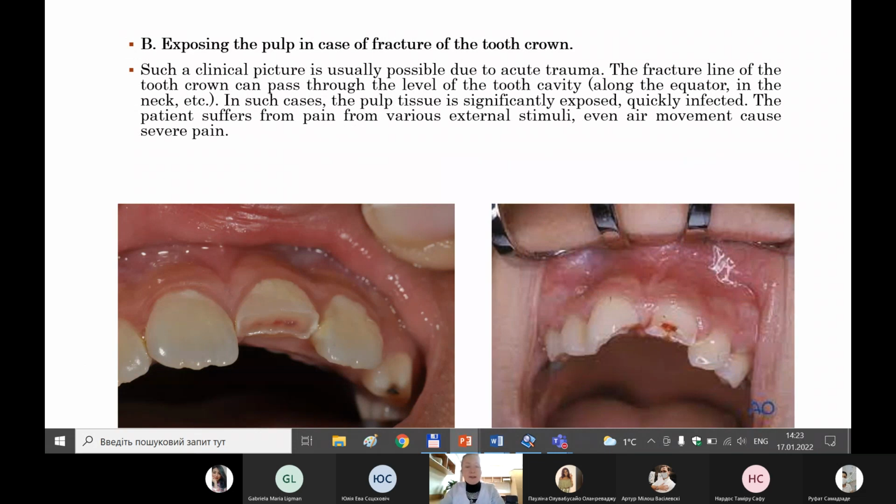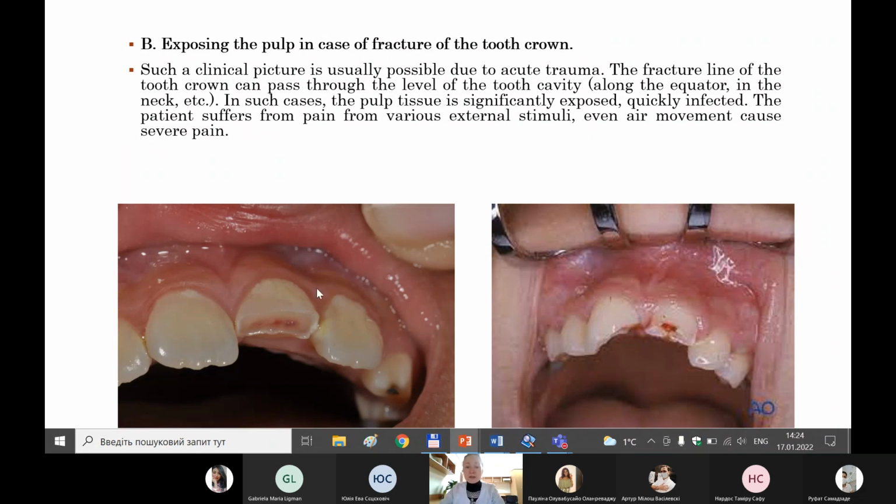Next reason for traumatic pulpitis, it is exposing the pulp in a case of fracture of the tooth crown. Such a clinical picture is usually possible due to acute trauma. The fracture line of the tooth crown can pass through the level of the tooth cavity, along the equator, in the neck, and so on. In such cases, the pulp tissue is significantly exposed, quickly infected. The patient suffers from pain from various external stimuli. Even air movement can cause severe attack of pain.